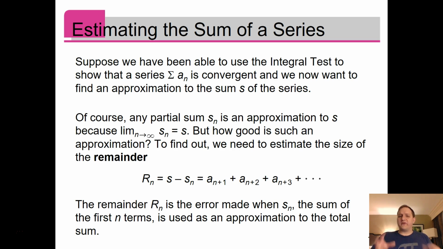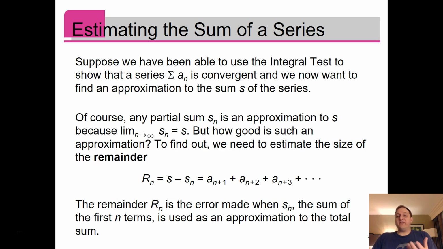What we're going to do is start by defining the remainder of a series. The remainder, R sub n, of a series is defined by the actual sum of the series S minus the nth partial sum S sub n. So this is the sum of all the terms past a sub n. That's R sub n. That's the remainder.